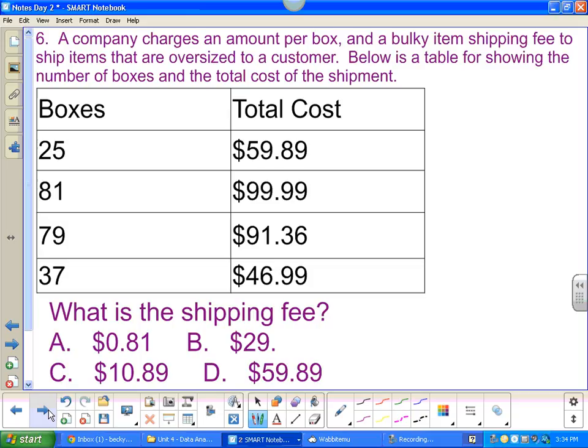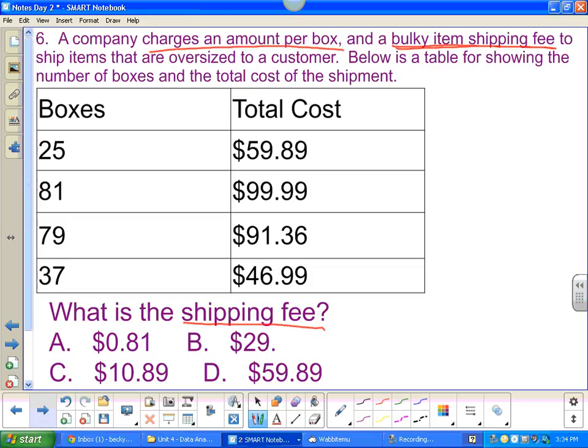A company charges an amount per box and a bulky item shipping fee to ship items that are oversized to a customer. Below is a table showing the number of boxes and the total cost of the shipment. So we have number of boxes and we have total cost. Okay, now let's focus again. It says charges an amount per box, that's going to be my slope, and a flat rate bulky item shipping fee. That's my y-intercept. Question says, what is the shipping fee?